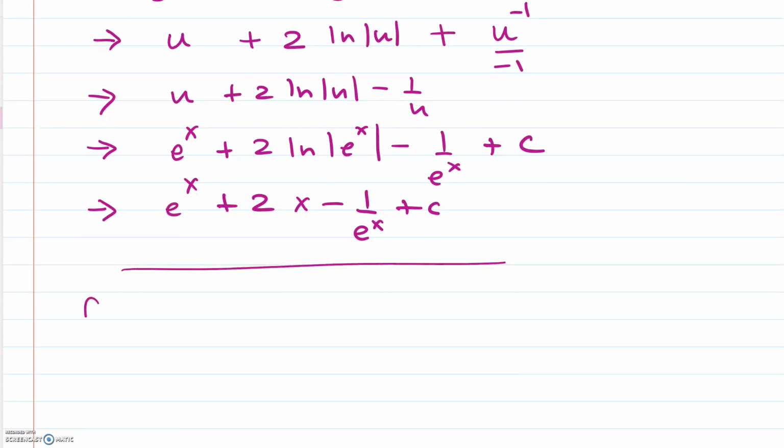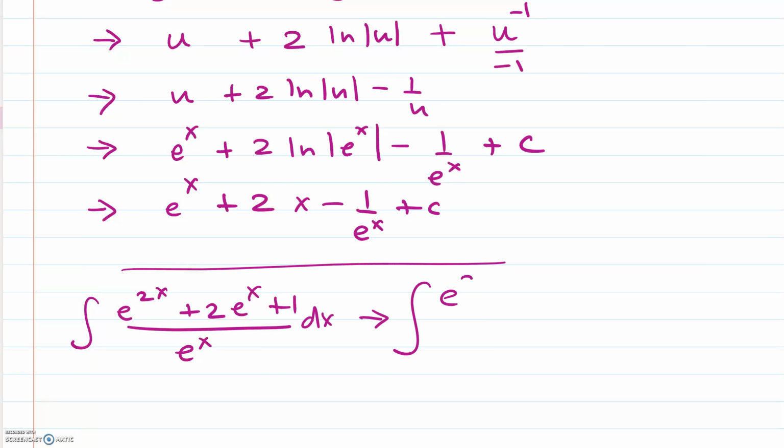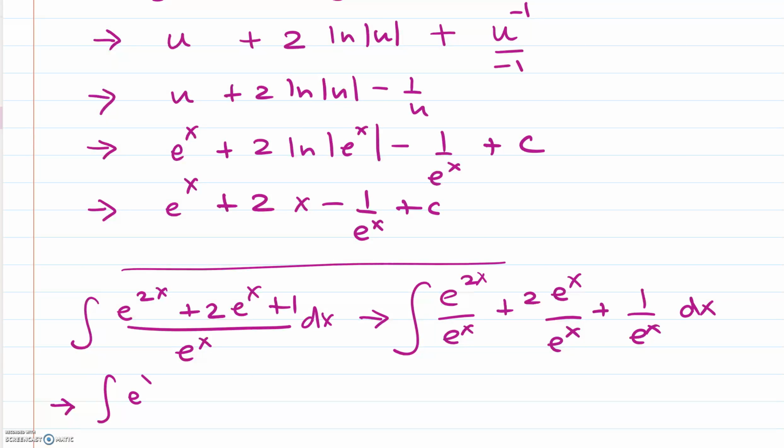So next method, same problem, but not using substitution. You can rewrite the expression and it is going to get ready for the formula. Split the fraction to start with. So e power 2x by e power x plus 2 e power x by e power x plus 1 over e power x dx. So this will simplify to integral e power x plus 2 plus e power minus x dx.